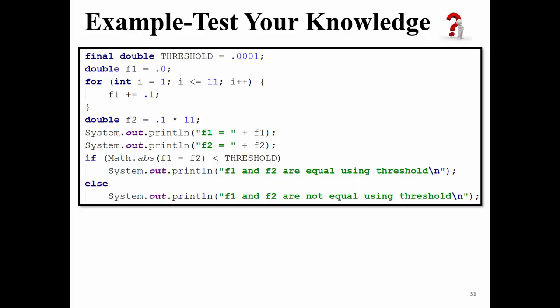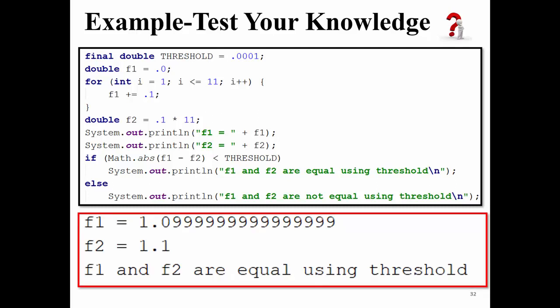We use the absolute difference. We rely on the absolute difference and we define a threshold value that we are happy with. If the threshold value is 0.001, which is 1 times 10 to the power minus 4, then I say the two double values are equal. And by running this, the two numbers are equal based on the threshold value that I define. Okay? Any questions?